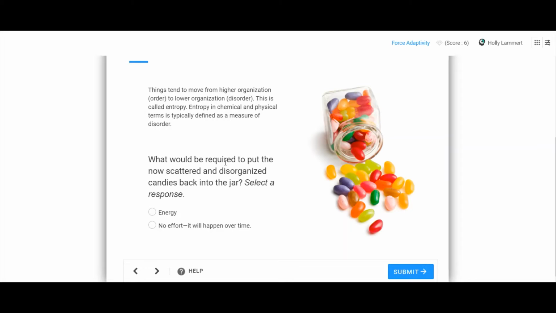What would be required to put the now scattered and disordered candies back in the jar? So you need to put energy back in, right? That would be like you picking them up and putting them back in the jar.